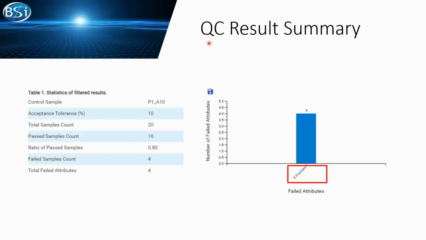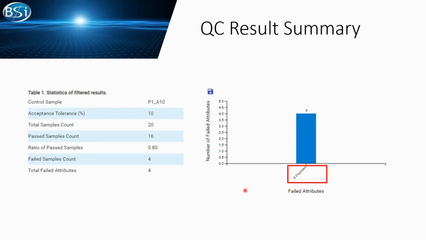Here is the result of this set of data. This is my control sample, and my tolerance is set up as 10%. My total sample count is 20, and 16 of them pass. So that is a pretty good ratio, over 80% passed. I still have 4 failed samples. And what are they failing? They seem to all have a low peptide number.